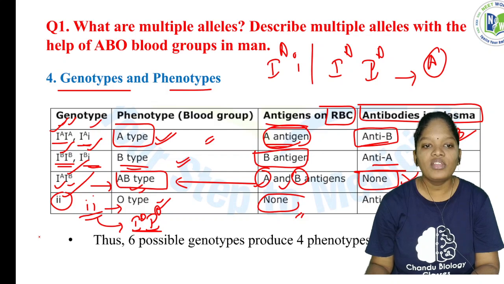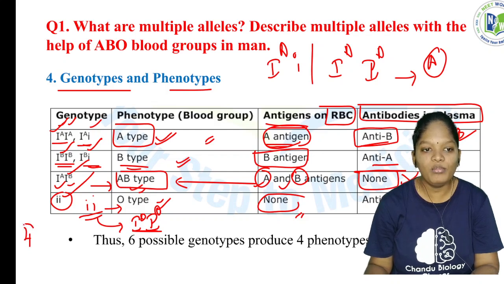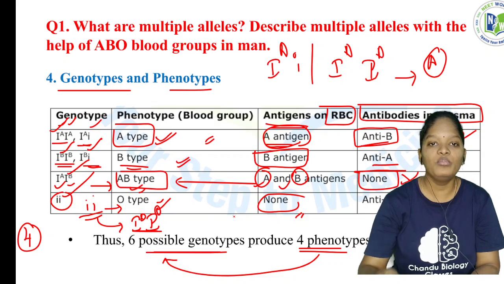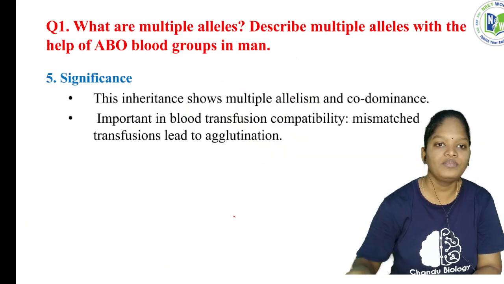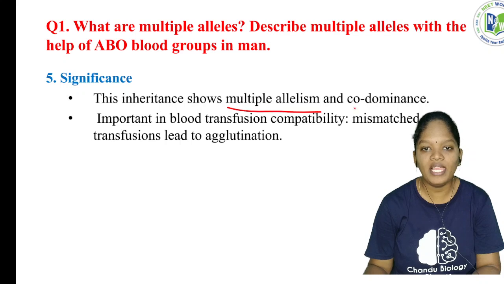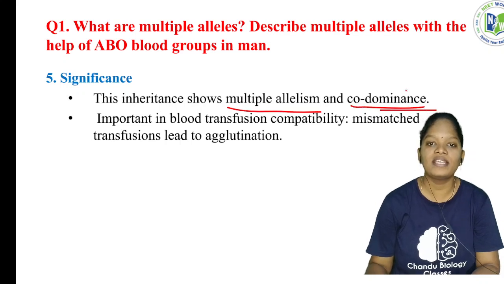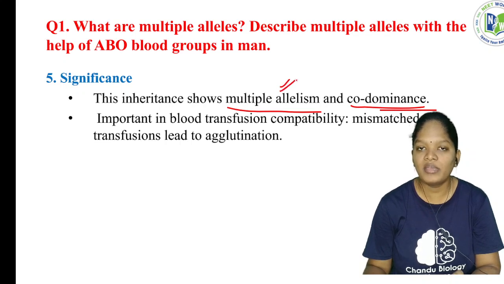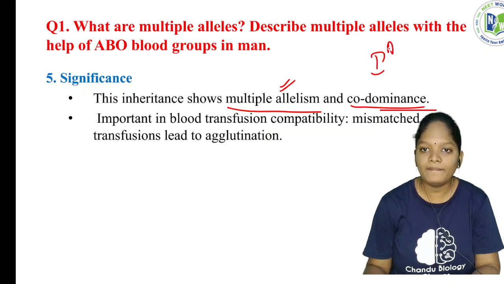So we generally have 4 blood groups, which means 4 phenotypes. For these 4 phenotypes, we have 6 genotypes. So this is an important thing. Now what will be the significance? This inheritance shows multiple allelism and codominance, as I have mentioned before. The best example for multiple alleles is the ABO blood group system. And see this codominance, this IA and IB.